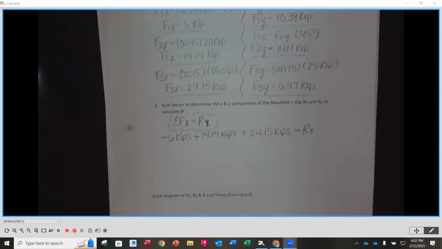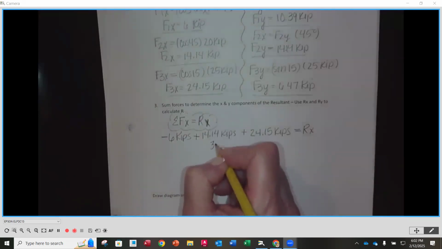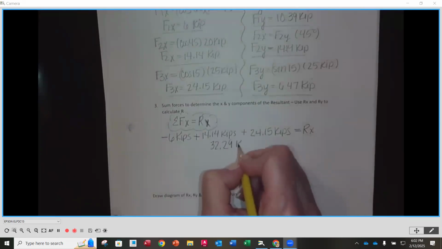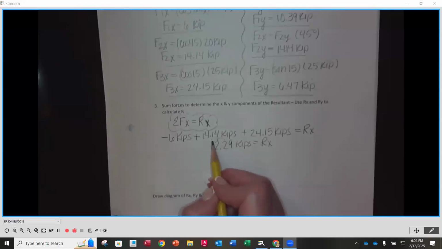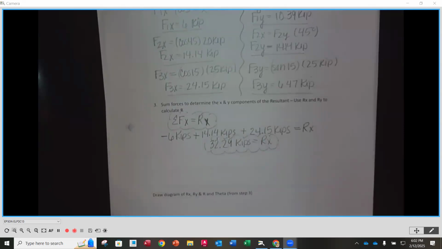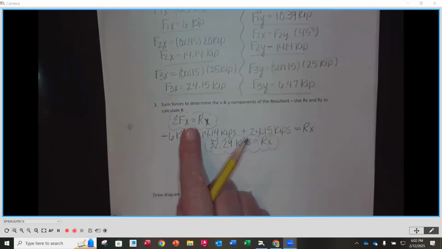So if we do this, this is going to be a negative 6 plus 14.14 plus 24.15. Should get 32.29, a positive 32.29, and that's going to be kips are the units, is equal to the Rx component. So I'm going to put my little cloud around here. This is not a final answer, but it's one that I'm going to need and use in a step that's coming up. So any questions about this and what's required? You have to have sum of the forces in the X equals Rx.